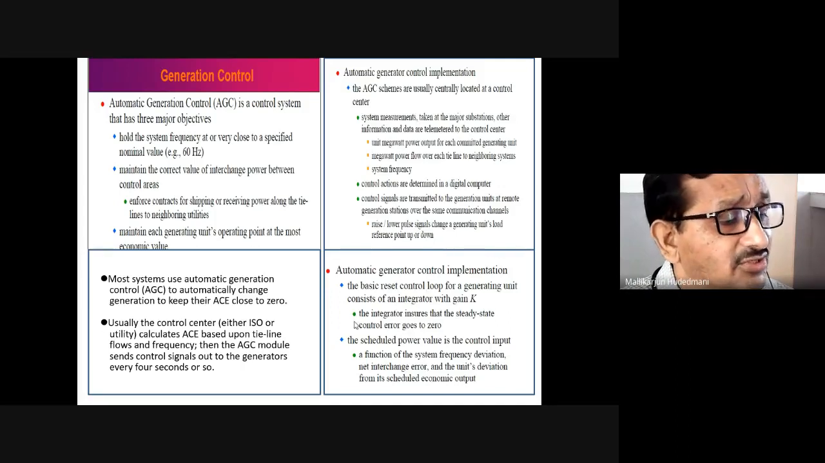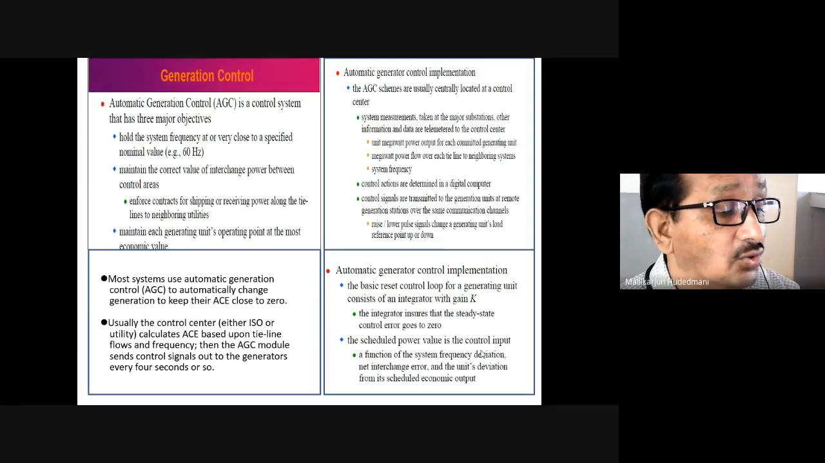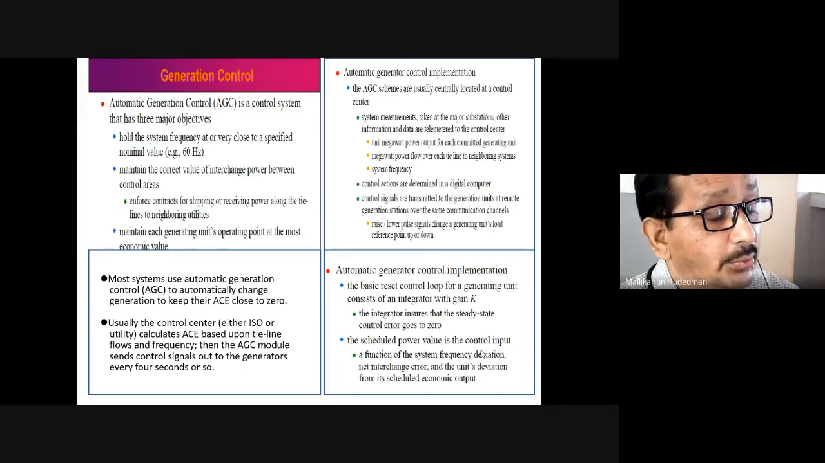Again, another view of automatic generation control implementation. The basic reset control loop for a generating unit consists of an integrator. It's a clean case. So we will see how that integrates, because when I say automatic generation controller concerned with a generator, how does the generator function? A generator is coupled to a turbine. The turbine in turn may be driven by a resource of hydro, thermal, or any other resources.